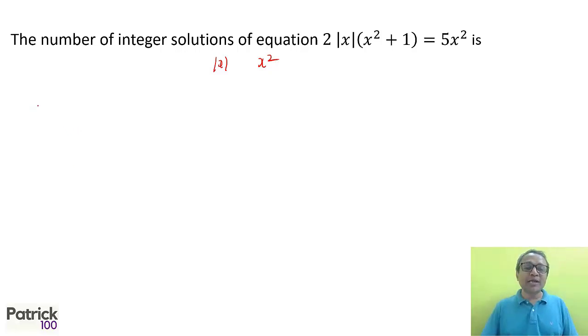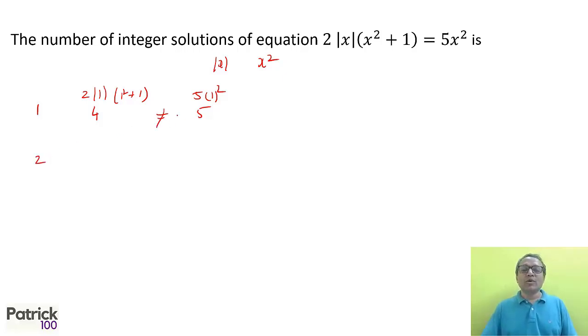Substitute a simple value. Suppose I take x as 1. Automatically your left hand side will become 2 into 1 squared plus 1, which becomes 4. Right hand side becomes 5 into 1 squared, which becomes 5. So it's not equal. So at 1 you don't get equal.